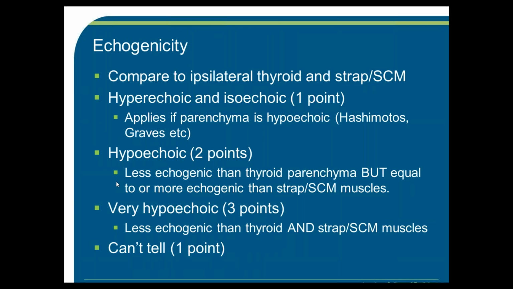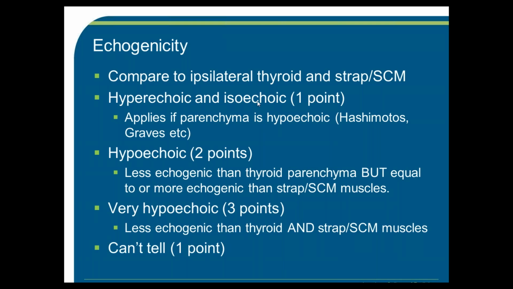Now let's move on to another very important category, which is echogenicity. The echogenicity of the nodule should be compared with the ipsilateral thyroid or the strap muscles. If there's not enough normal thyroid on the ipsilateral side to compare, then you can compare to the contralateral side, but try not to do that unless absolutely necessary.